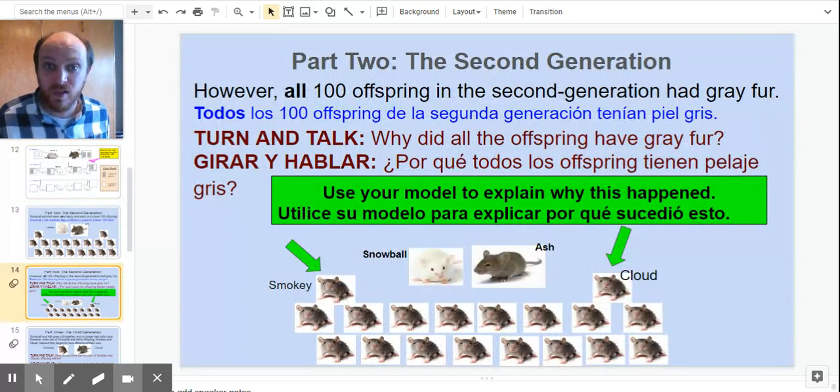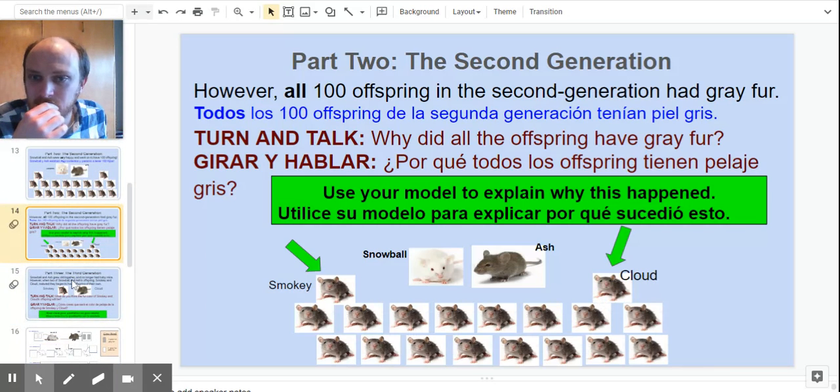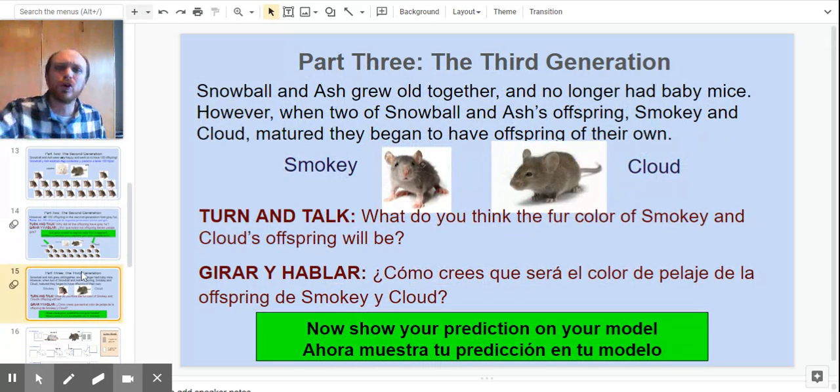Look at them right here. They're all gray, the same as Daddy's, same as Ash's color. Interesting. Okay, so let's move on. Let's think about the third generation.